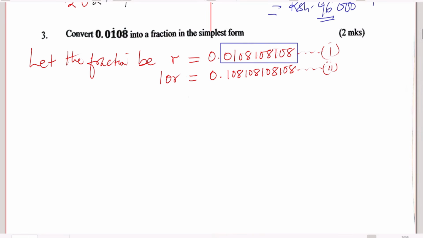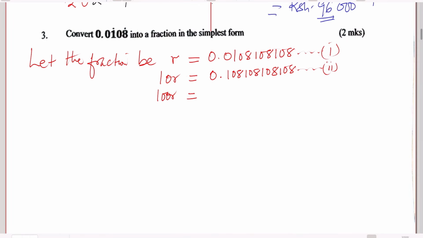Look at 0.108, then look at the second one. It is not yet uniform, not the same. So if not the same, what do we do? We continue. From 10r, now multiply by 100. Multiplying r by 100.